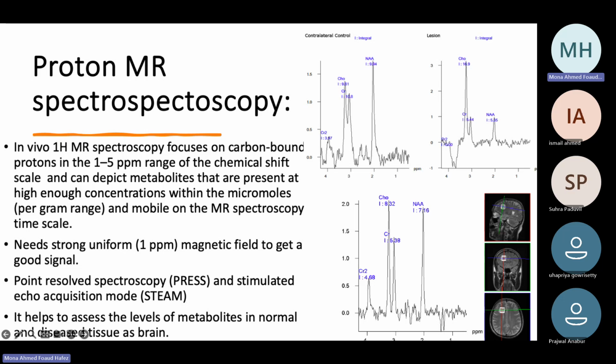The normal one will give this ladder appearance of choline, creatine, and N-acetyl aspartate. The lowest is choline, then creatine higher, then N-acetyl aspartate is the highest peak in normal tissue. This step ladder appearance will be altered in diseased brain. As in here, choline is higher than NAA and creatine, and here also choline is higher than NAA and creatine.